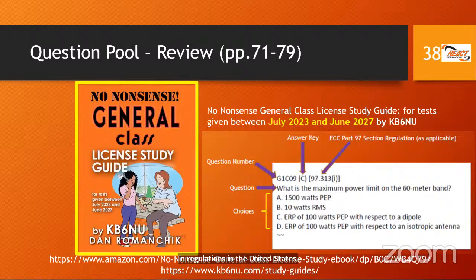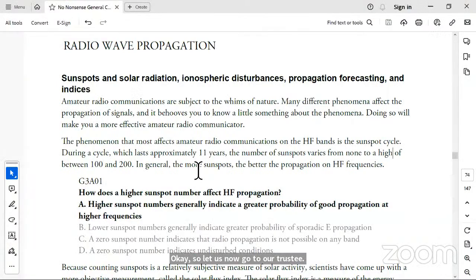Okay, so let us now go to our trusty No Nonsense General Class License Study Guide so that we can deal with all of the questions in the question pool that match the theory that we would have covered this evening. And remember, participants, we are covering every single question that you can possibly get in the exam during this course. So there are no unseen questions, no surprises. You would have covered all. Not only would you have gotten what the right answer is, hopefully we are understanding why the right answer is the right answer for our approach, light touch theory with exam focus. That is the methodology of this course, right? Okay, let's go.